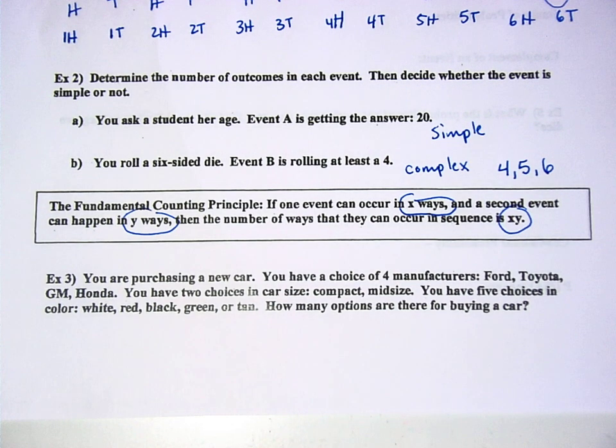Georgia, tell me one option that you would choose. Would you choose Ford, Toyota, GM, or Honda? You pick a Toyota. Would you pick a compact or a midsize? And would you pick a white, red, black, green, or tan car? White. See how she made 3 choices? Can you imagine the tree diagram? The first branch would have 4 things, and then off of each one you'd have pairs, and then off of each one of those pairs would have 5 branches. So it's too many things.